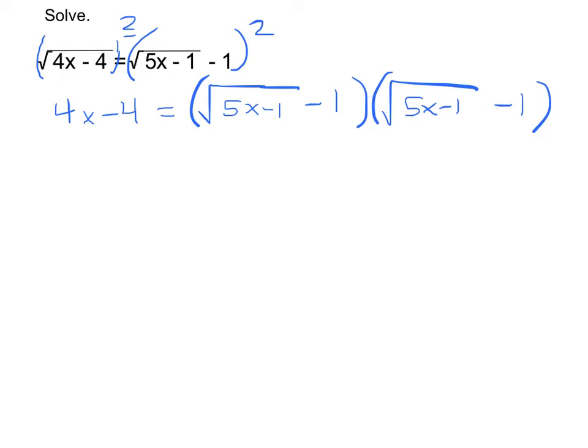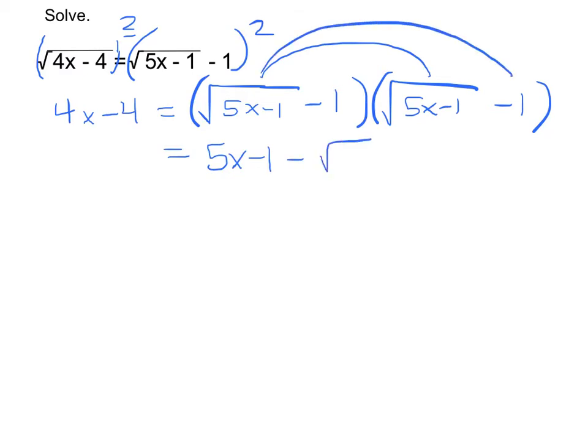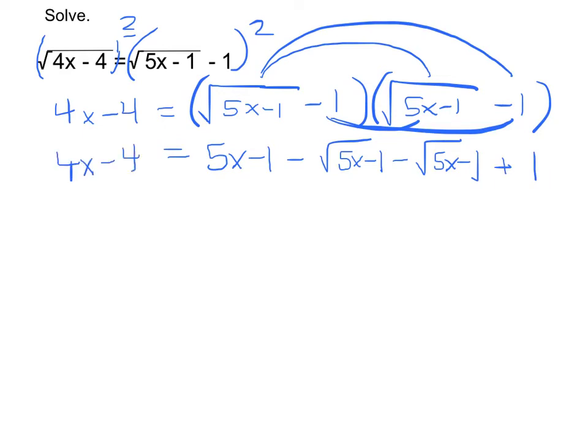So essentially I'm going to take this root times itself, which you know any square root times itself cancels out, so that's just going to be 5x minus 1. Then I'm going to have a negative root 5x minus 1 and another negative 1 times root 5x minus 1, and then negative times negative is a plus 1. So I'll carry this down. So if you look here, you have a negative 1 of the roots minus another 1 of the roots. So altogether, that's minus 2 of the roots 5x minus 1.